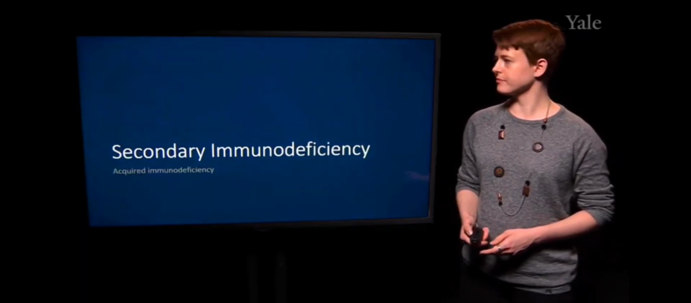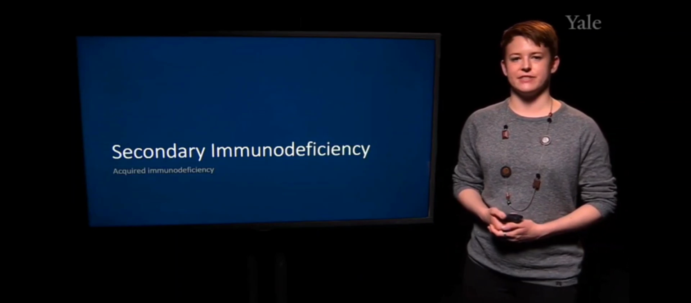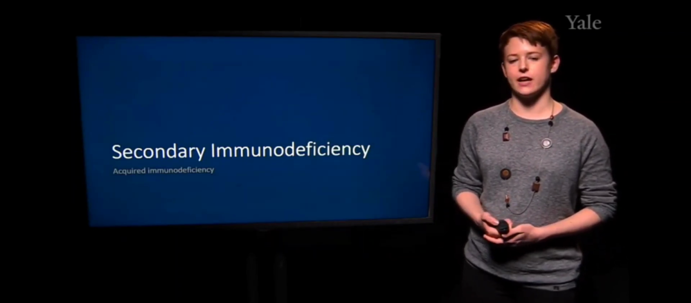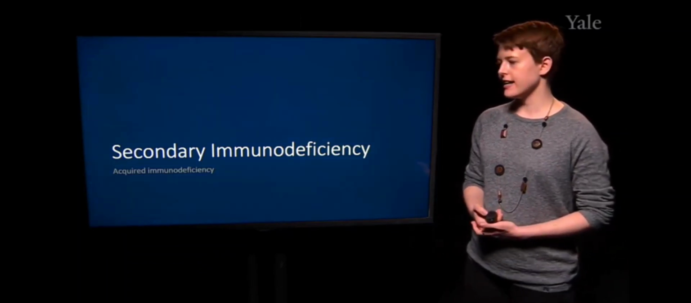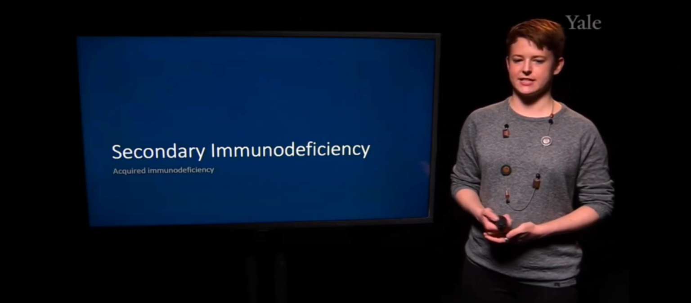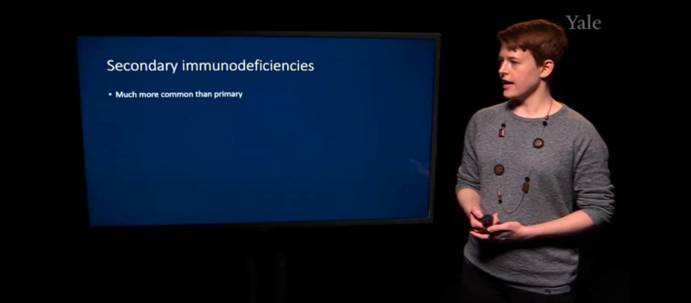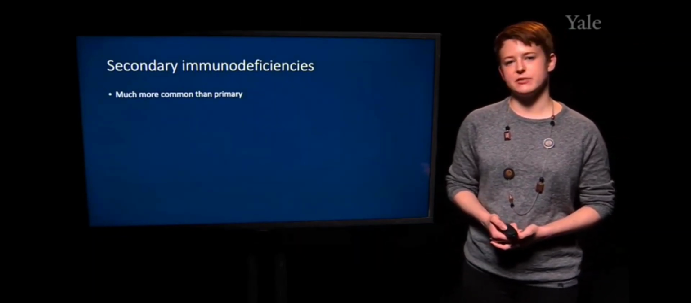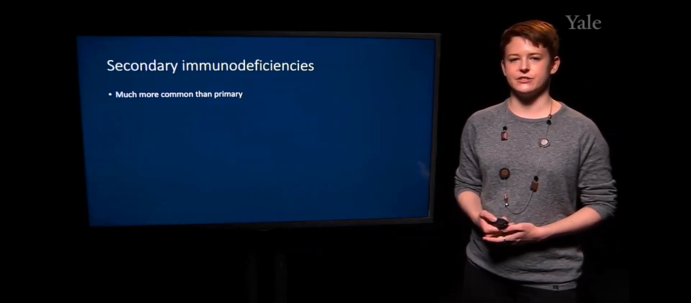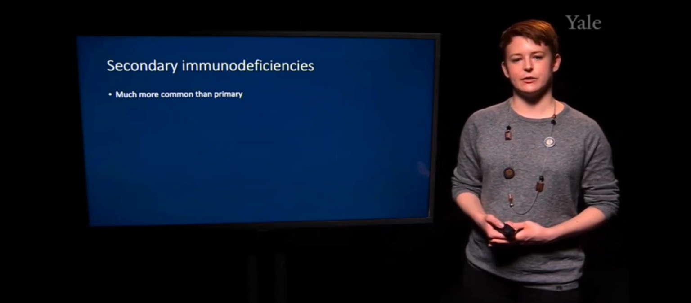Okay, so we've talked about primary immunodeficiencies, or genetic problems that lead to immunodeficiency. And now we're going to be talking about secondary or acquired immunodeficiencies. So there are several things that can cause this. First, these are actually much more common than primary immunodeficiencies. Since these are not due to genetic defects, they can occur in a wider population of individuals.